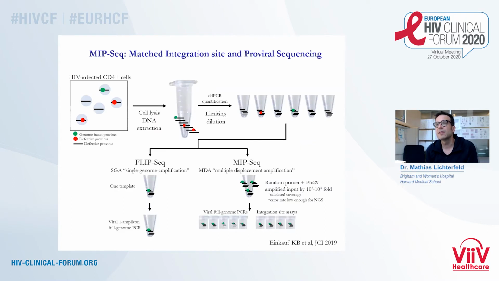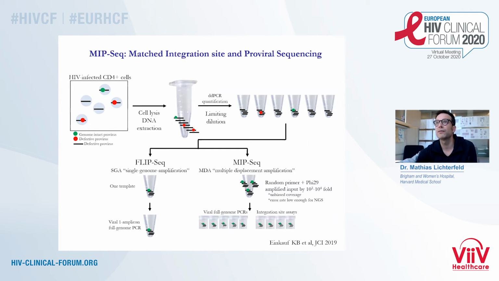In a subsequent analysis step, then we have started to go a little bit further and combine this assay with a platform to identify the chromosomal location of these intact proviruses, which we believe is very important because it makes a huge difference at what position in the genome HIV is sitting in. So in order to do this, we developed this approach here that's called MIPSeq. It stands for Matched Integration Site and Proviral Sequencing.